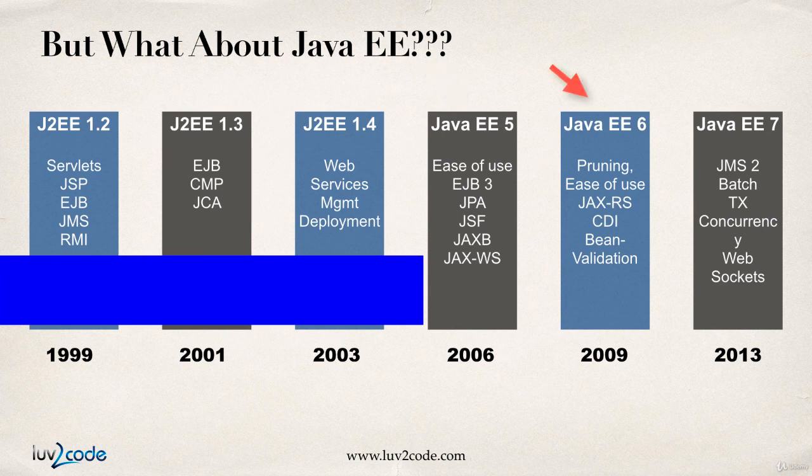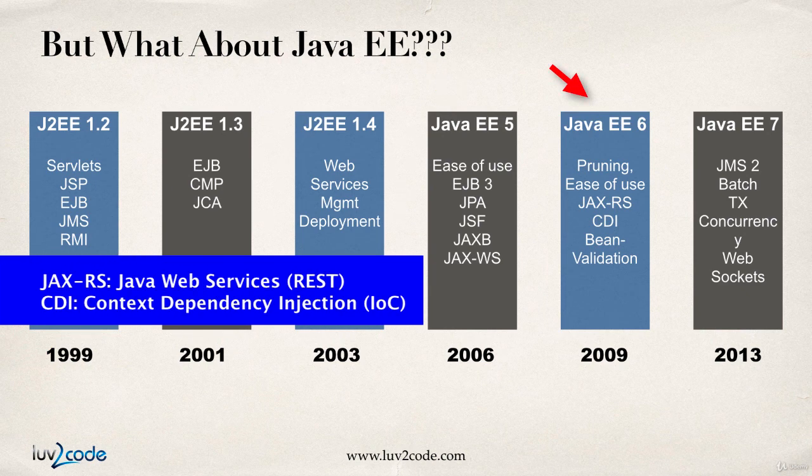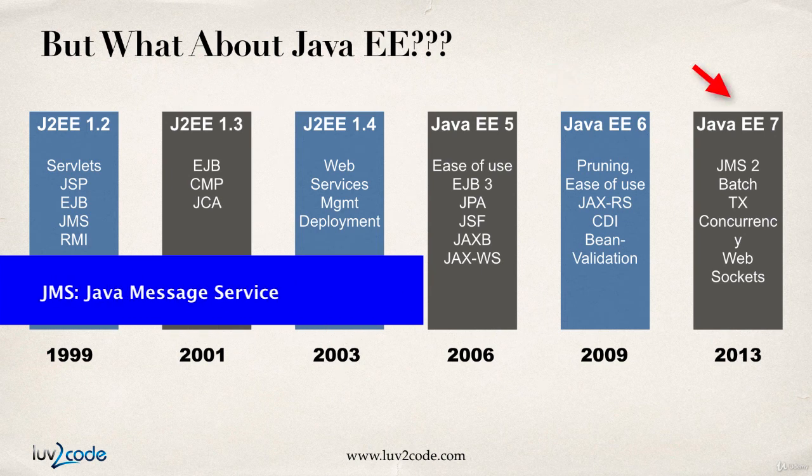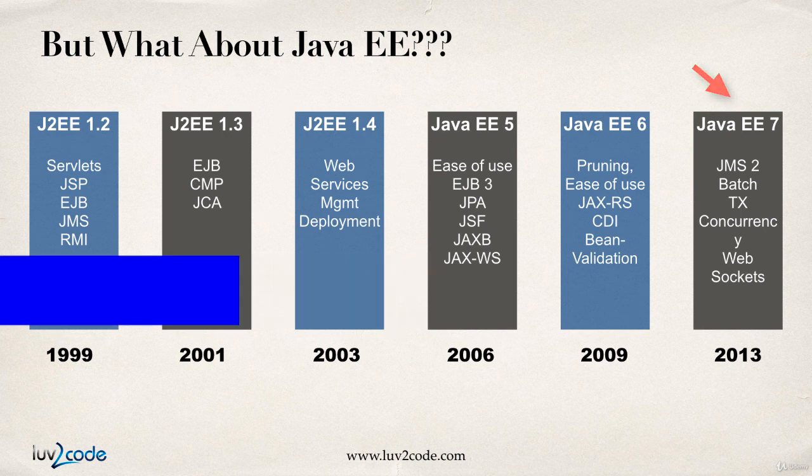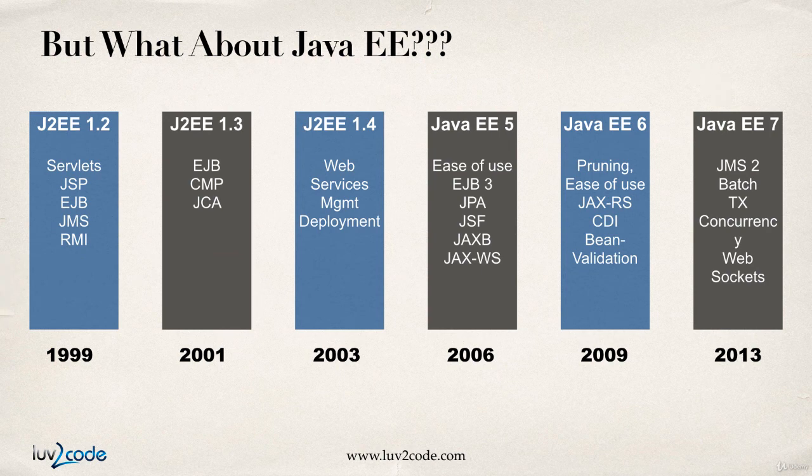And then with EE6, again, they pruned, meaning they got rid of some stuff that didn't work, mainly some of the EJB problems. And also they made it easier to use, and so on and so forth. They added support for CDI, contexts and dependency injection. And then finally in Java EE7, they added support for JMS version 2, batch, concurrency, WebSockets, and so on. So that's kind of how J2EE grew up over time. So servlets and JSPs were like the initial popular items, and then they started adding other things along the way.